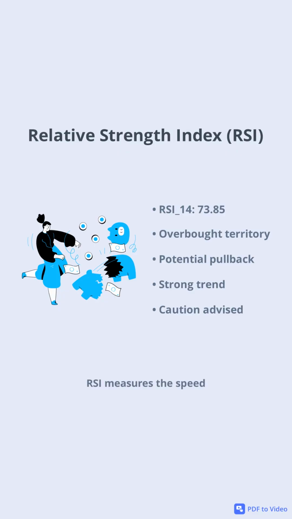RSI measures the speed and change of price movements, helping identify overbought or oversold conditions. DJT's RSI 14 is at 73.85, which is above the typical overbought threshold of 70. This suggests the stock may be due for a pullback or consolidation. RSI 21 and RSI 28 are also elevated, at 65.88 and 60.72 respectively. High RSI values can persist in strong trends, but they also warn traders to be cautious about chasing further gains.